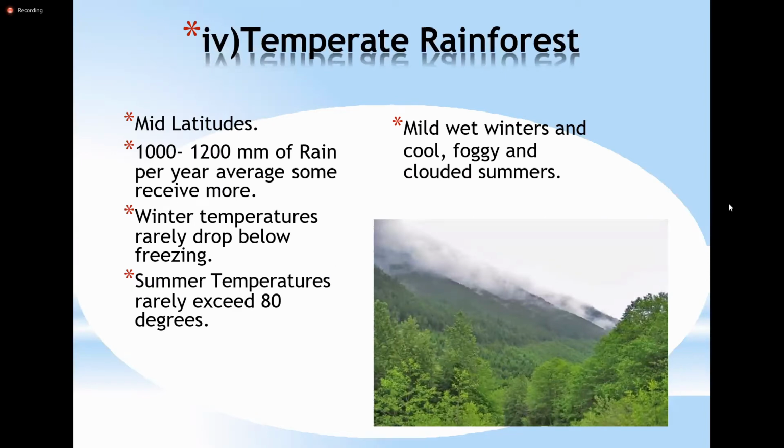And the fourth one is temperate rainforest. Now this is not a tropical rainforest, this is a temperate rainforest. Mid latitudes, around 1000 to 1200 mm of rain per year on average, some receive even more than this. Winter temperatures rarely drop below freezing, and summer temperatures rarely exceed 80 degrees Fahrenheit. Now, this is a moderate type of climatic condition. Mild, wet winters and cool. They are foggy at times because of the temperature difference in the coolness, especially in the mornings. And the summers are clouded.